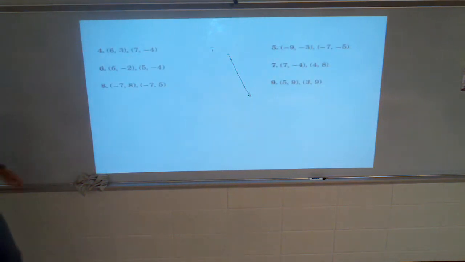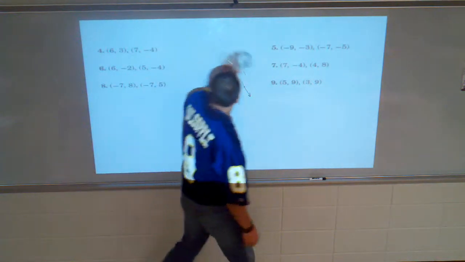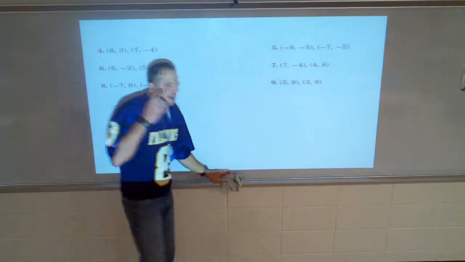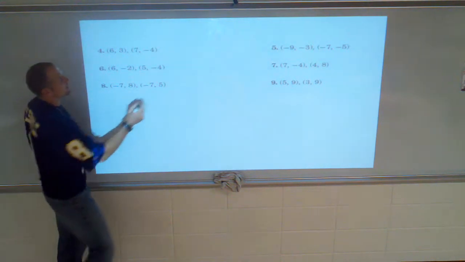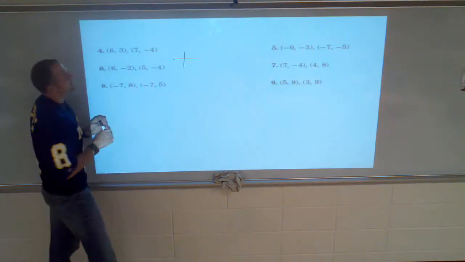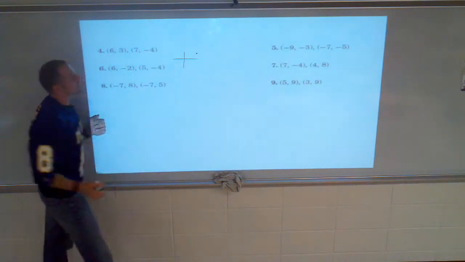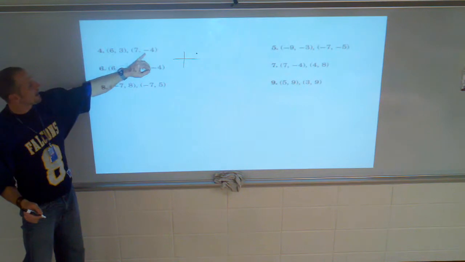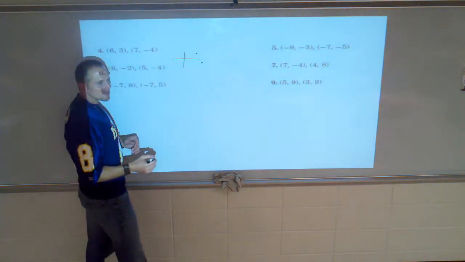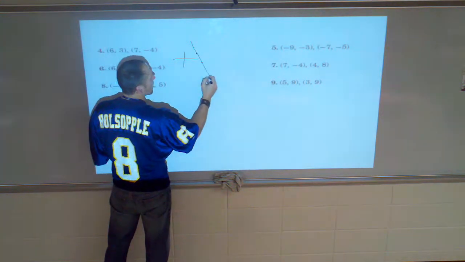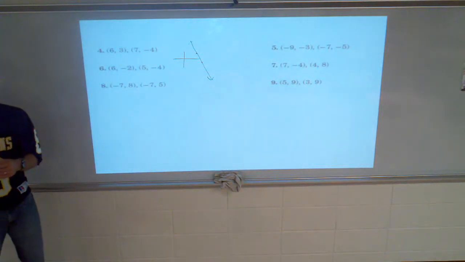Here's what we're going to do. I've got 2 points. Alright? Now, you can kind of picture these points in your head. I've got a point at 6, 3, so just in your head, know that that's about over here. And I've got a point at 7, -4, so I've got a point right there. And I've got a line going through those 2 points. And I need to figure out what the slope is.